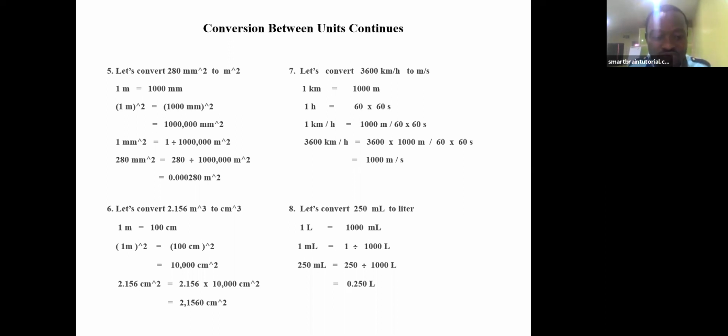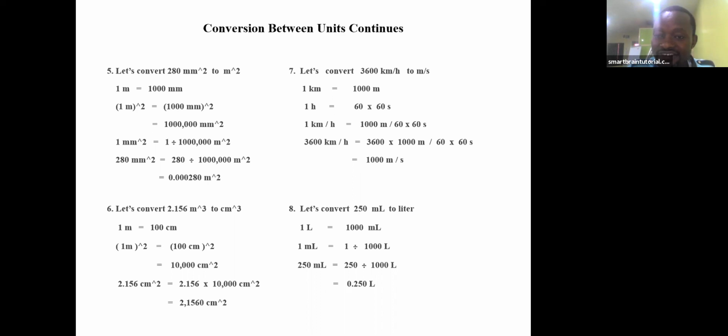Then 2.156 meter cube will now be 2.156 times 1 million centimeter cube. That means you will move the point to the right, behind 1, 5, and 6, 6 places. If you do that, it's going to give you 2,156,000 centimeters. You will do that later. Can you do that briefly? Change the square to cube and see what it will give you, whether you get 2,156,000 centimeter cube.